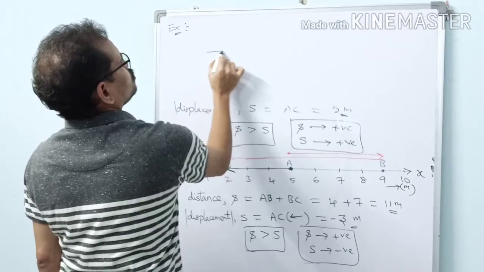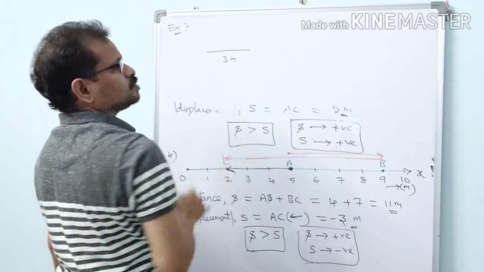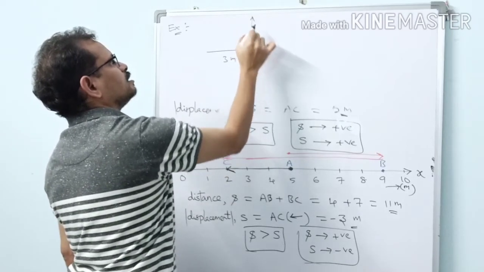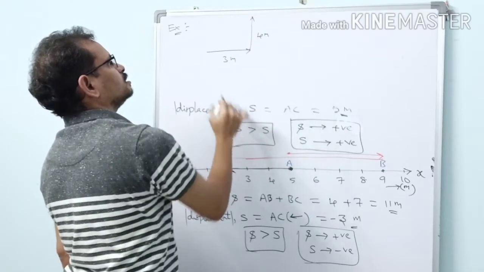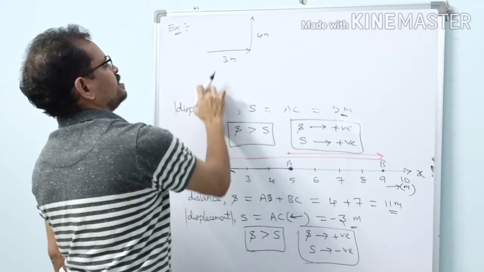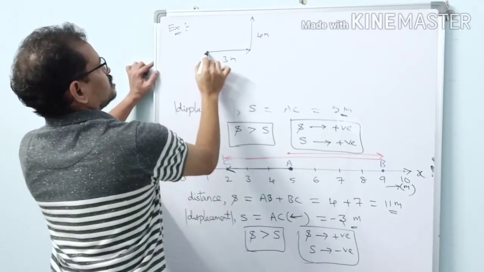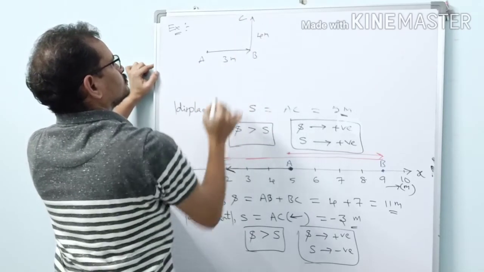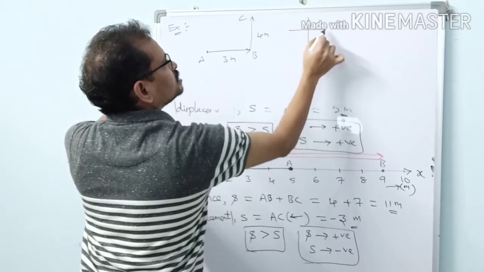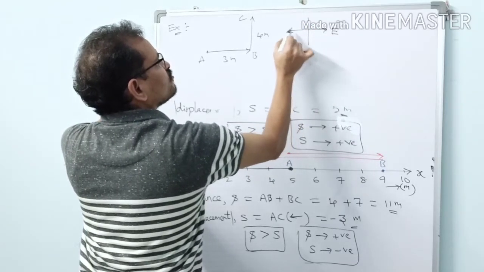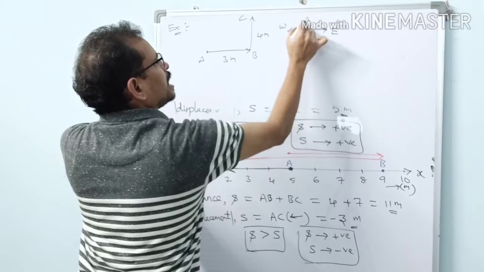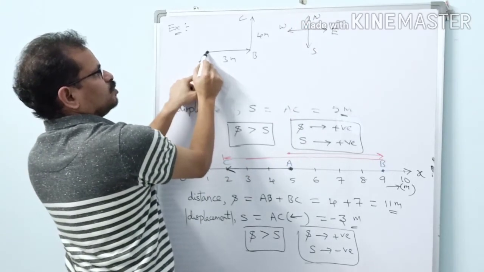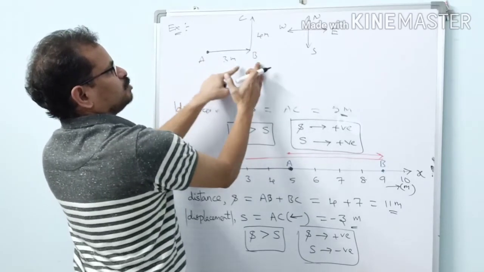A particle moves towards east a distance of 3 meters like this, and then turns towards north and moves a distance of 4 meters. Then what is its displacement and distance? See here, let us suppose this is point A, this is point B, this is point C. And what about directions? This is east, this is west, this is south, and this is north.